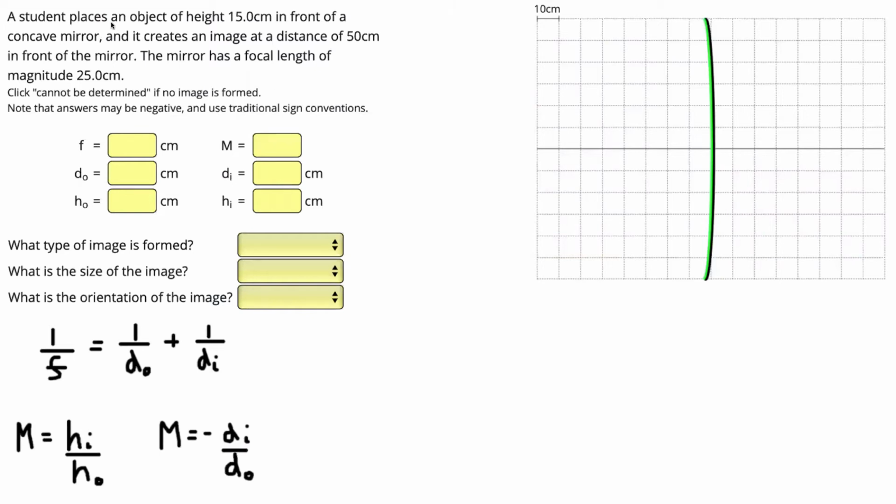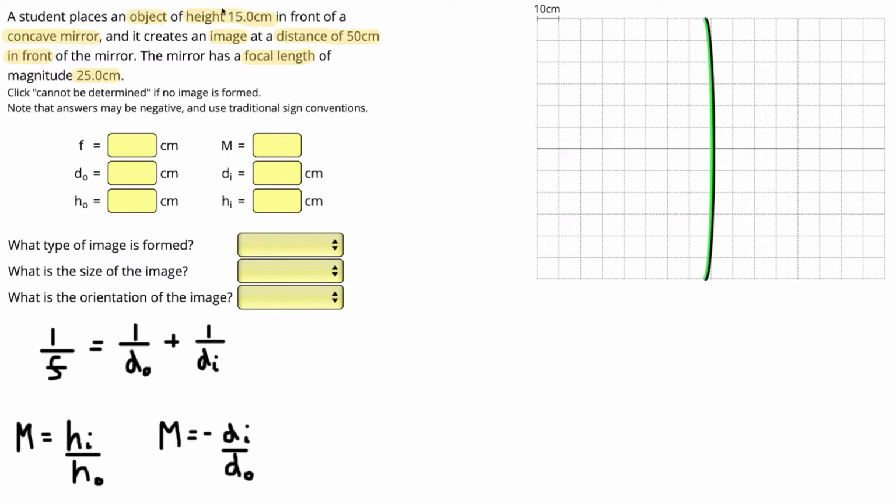In this problem, a student places an object of height 15 centimeters in front of a concave mirror, and it creates an image at a distance of 50 centimeters in front of the mirror. The mirror has a focal length of magnitude 25 centimeters. We're going to be solving this problem using the calculation method. And part of the calculation method is getting the sign conventions correct for each of our variables. That's going to be really important for our numbers coming out correctly in our equation.